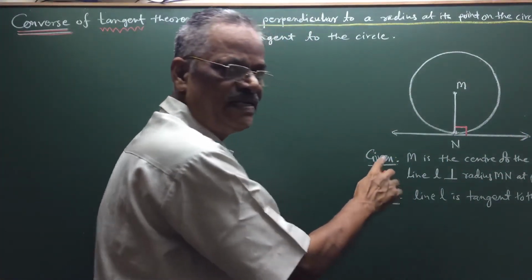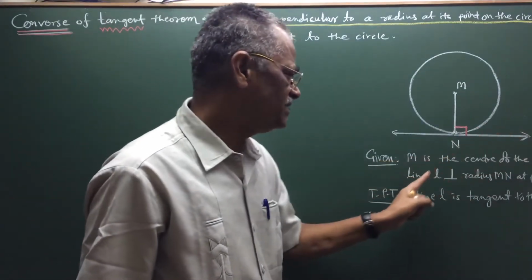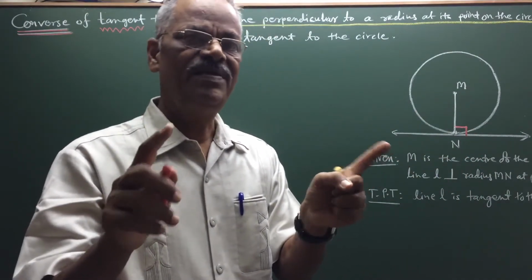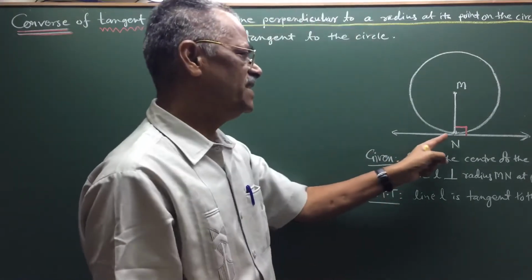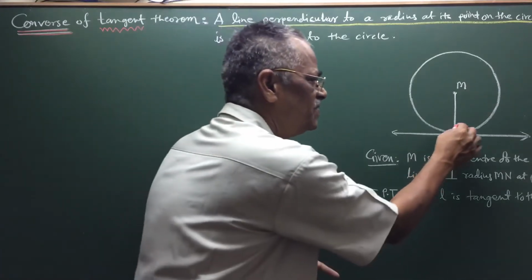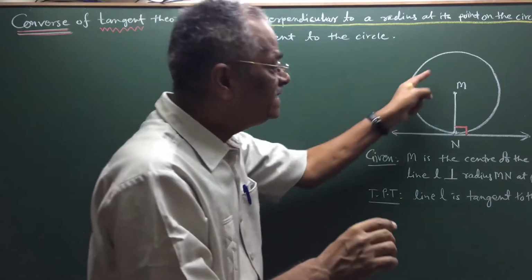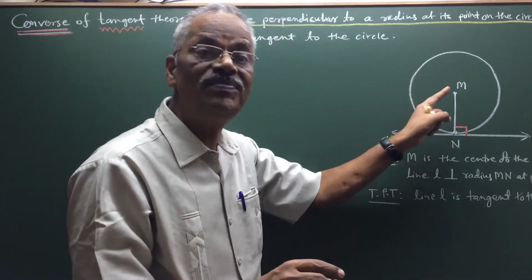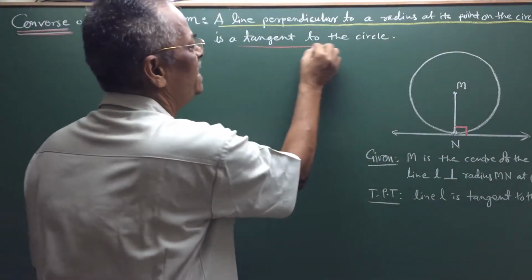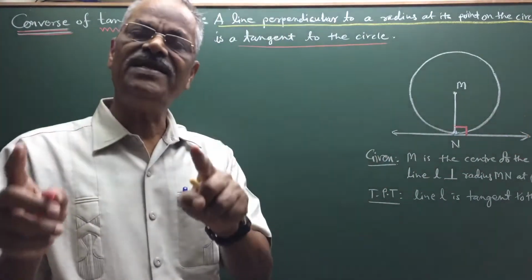So we can mention in the given: M is the center of the circle, L is perpendicular to the radius at the point which is on the circle of that radius. N point is on the circle. So this line L is perpendicular, that is given, at its outer end of the radius. We have to show that it is tangent to the circle. That line is tangent to the circle.